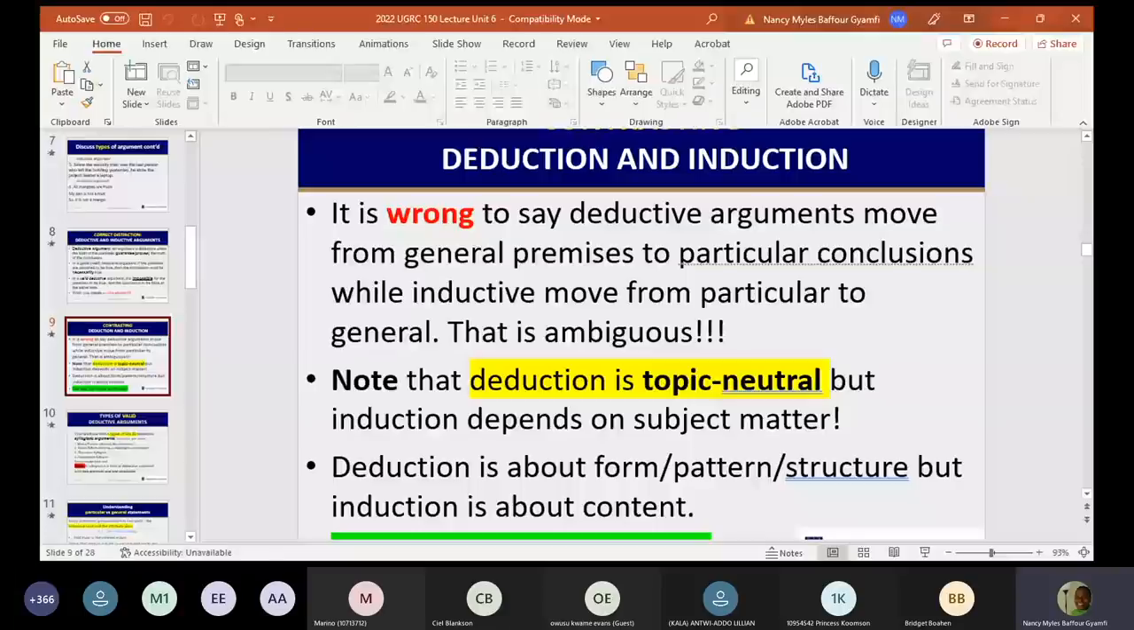Note that deduction is topic neutral. We saw that also earlier. So the content doesn't matter when you are doing deduction. All chichis are churches. This thing is a chichi. It has to follow, therefore, that it is what?